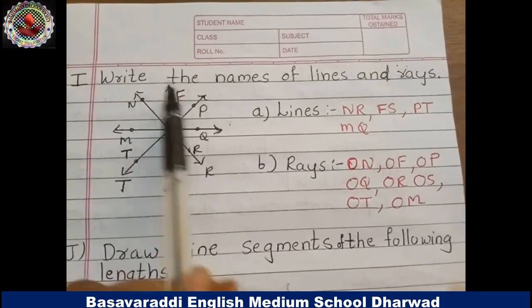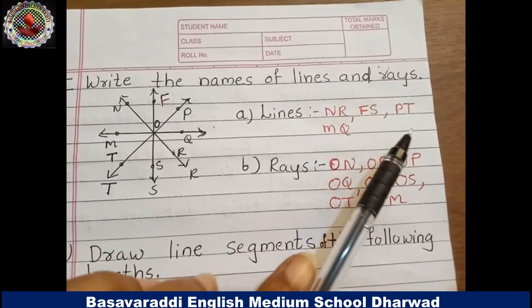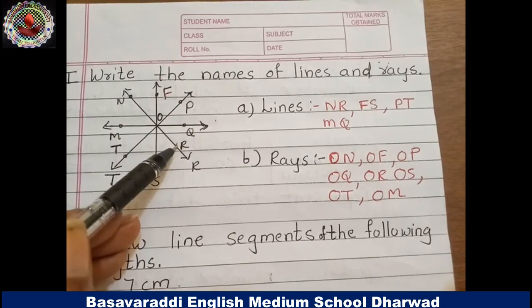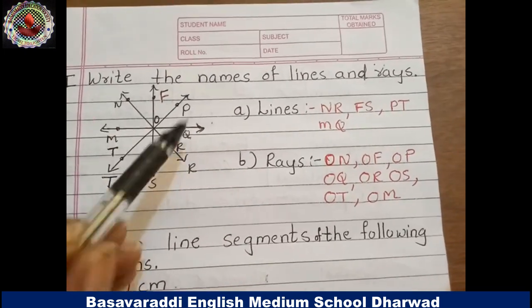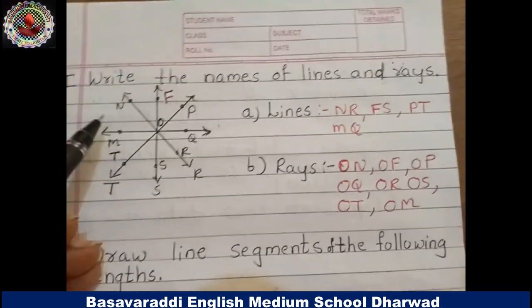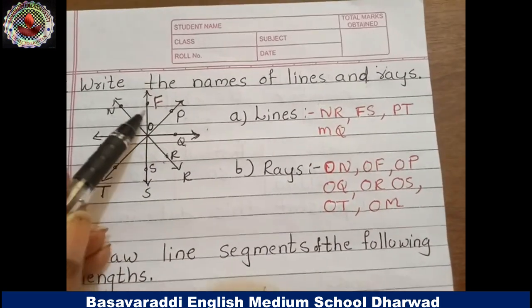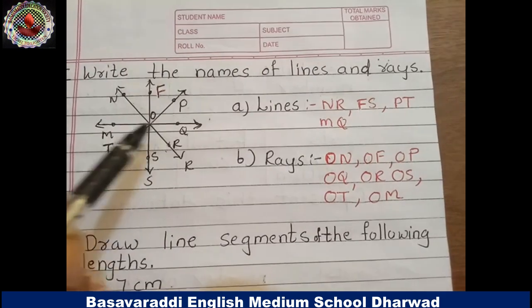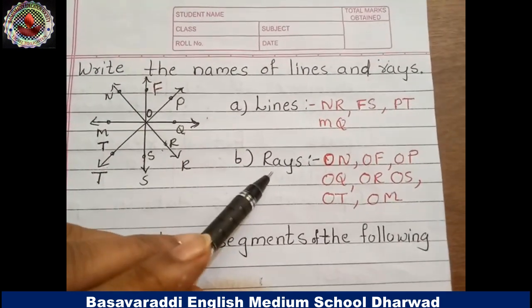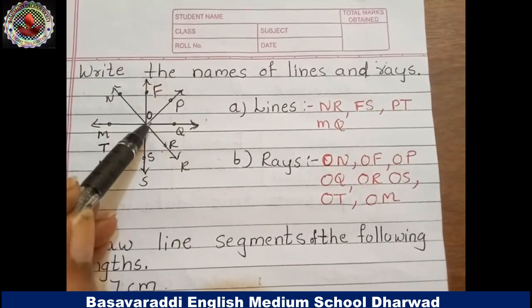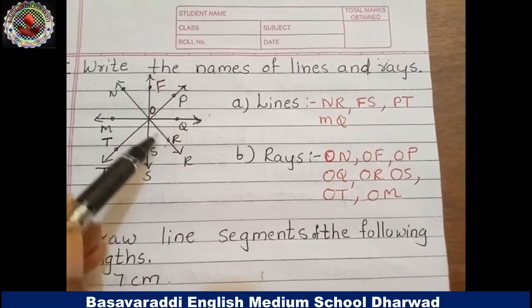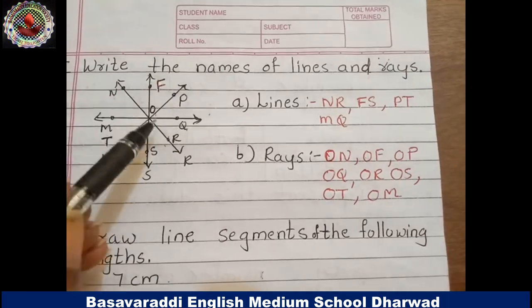Write the name of the lines and rays. So lines: see, this is a line segment, yes or no? Which are the lines? That one you write down. So NR is a line, FS is a line, PT is a line, and MQ is a line. Rays, they are telling. So ON, OF, OP, OQ, OR, OS, OT, OM are rays.